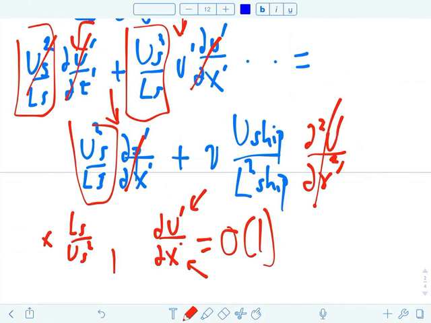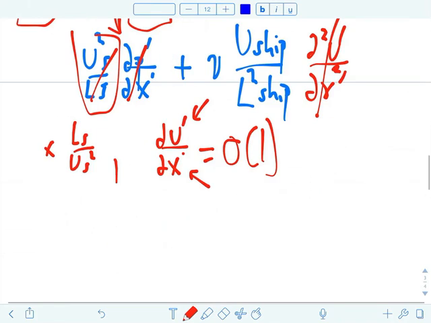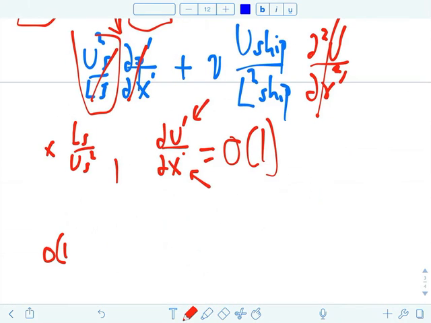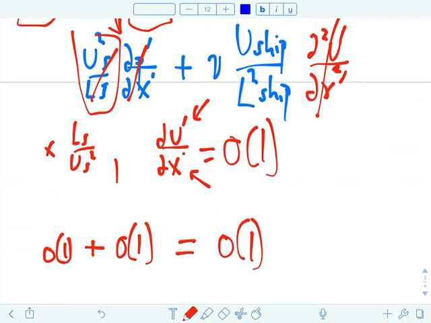So this term right here cancels out, becomes 1, 1, 1, and I have this term which is something special. So I have order 1 as my acceleration, plus order 1, all my advection terms, there's 3 there, order 1, there's my pressure gradient term, equal to, well, let me write it this way. I have nu over U ship L ship times order 1.